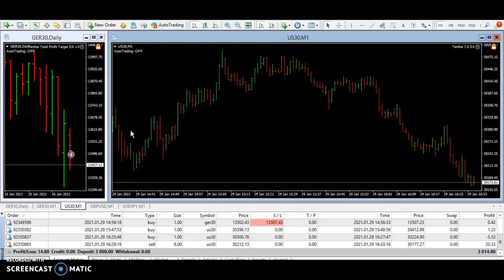So ATM normally means automatic teller machine, but in this case it's the automated trading machine. So a nice play, right? They're playing words. This is how to use the TenKei Total Profit Target, part 14.